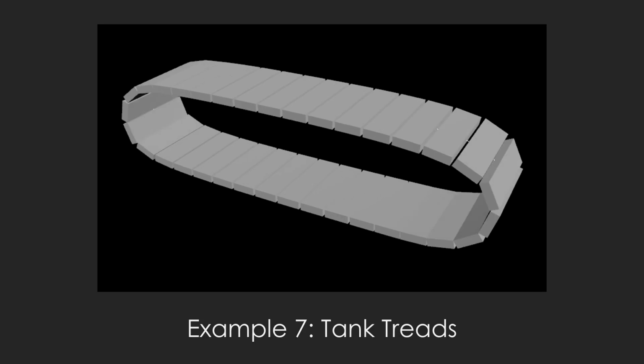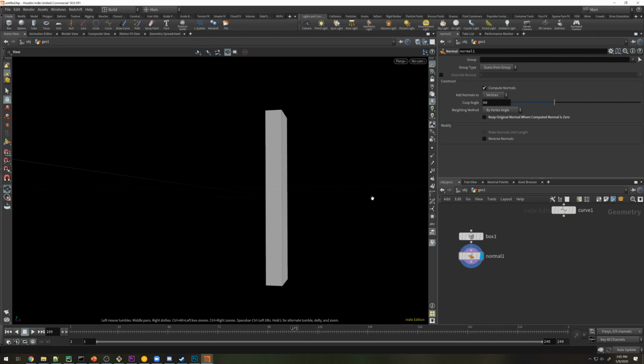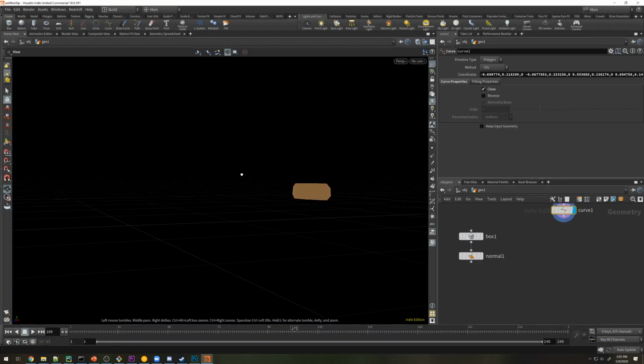Move along spline is a pretty easy way of getting points or primitives to move along a curve. This has applications for rigging. One obvious example is a conveyor belt or tank treads. So for this demo, I'm starting with just a box with some normals on it and a polygon curve.